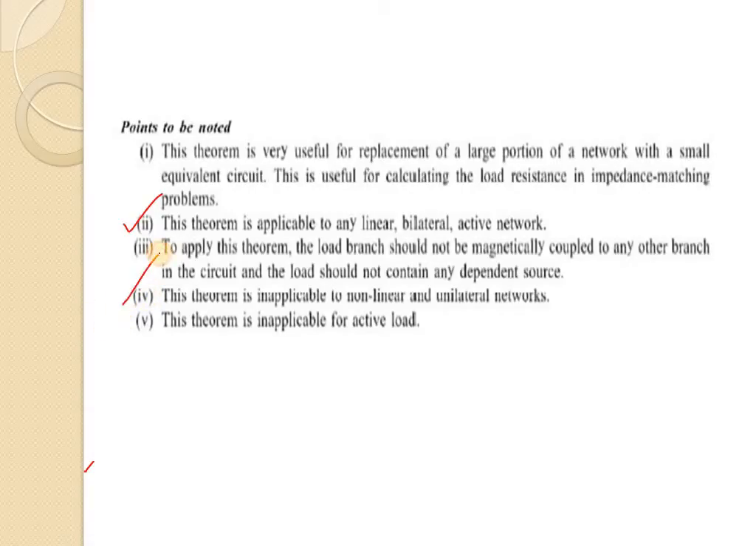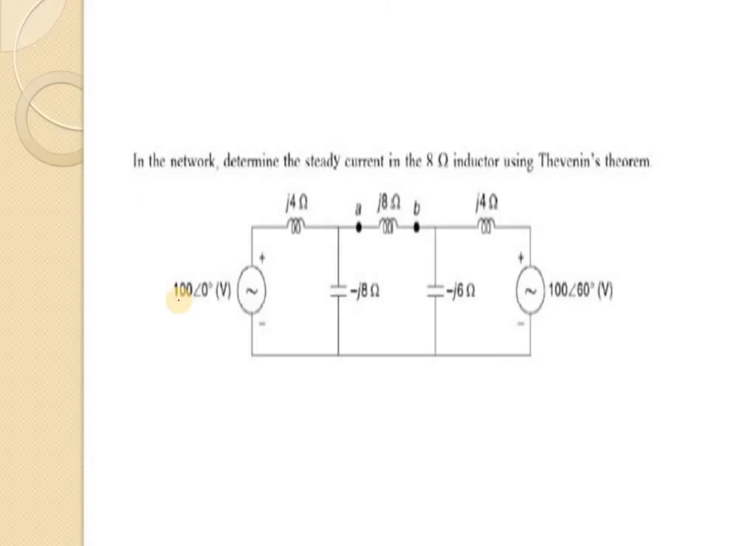That means the limitation of these two theorems is basically that they are not applicable for nonlinear and unilateral networks, and they are not applicable for active loads. This point we definitely have to remember whenever we talk about Thevenin's theorem. Now let us take an example to understand Thevenin's theorem properly.